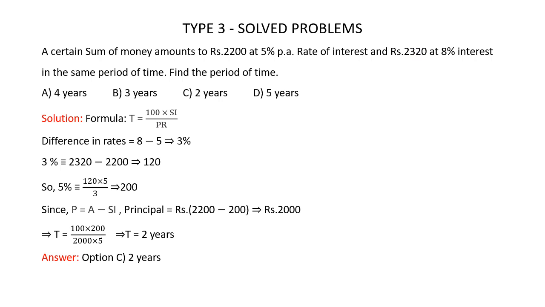Now we know that principal is rupees 2000, simple interest is rupees 200 and rate of interest is 5% per annum in the first case. So substituting all these values in the formula here, we get T is equal to 100 multiplied by 200 divided by 2000 multiplied by 5. On solving this, we get T is equal to 2, which means time is equal to 2 years. So the correct answer is option C, 2 years.